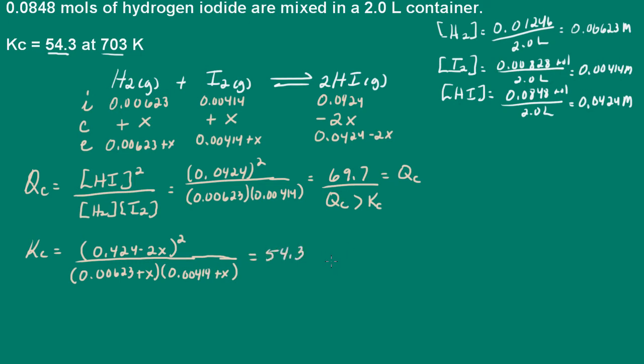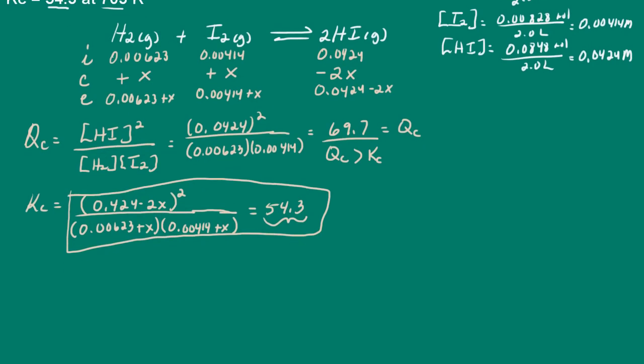Now, if you've watched some of my previous videos, we were able to simplify our expression by making several assumptions. Guess what? We can't do that here. Why? Because our equilibrium constant is 54.3. It's too large. There is no way that we can make the same assumptions as we did before. All we can do here then is solve this for X. I'm not going to go into all the steps of solving.